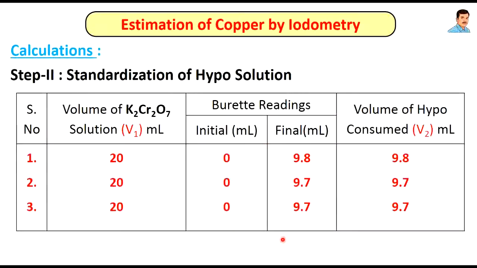Then step 2 is the titration between hypo and potassium dichromate. Potassium dichromate volume is taken as 20 ml, as it is taken in the conical flask each time. Volume of hypo consumed will be like this: 9.8, 9.7, 9.7. As we have got two same values, 9.7 ml is taken as the volume of hypo consumed in this case.